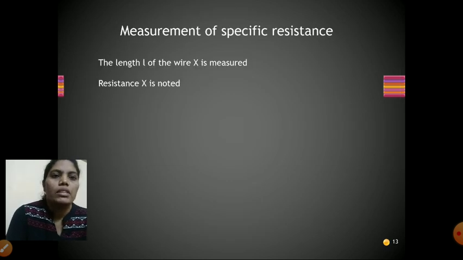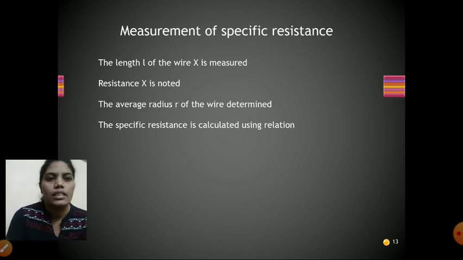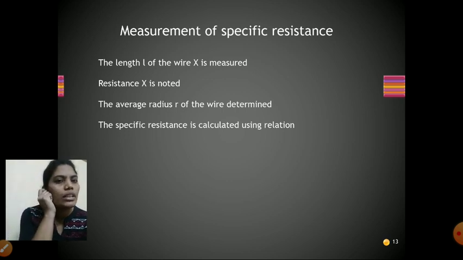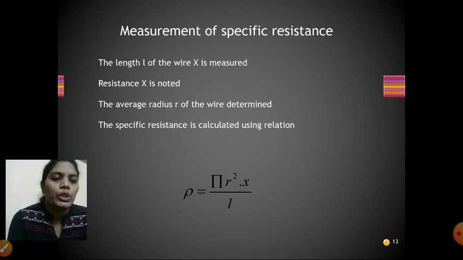Now, how can we measure specific resistance? The length of the wire is measured, and we calculate the value of resistance, and we can find the radius of the wire. By using a screw gauge, we can measure the radius. So the specific resistance is calculated using the formula pi r square into X by L.